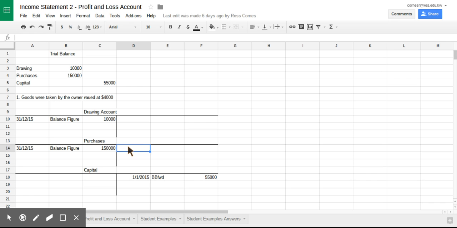The business entity concept means we need to keep the affairs of the owner and of the business as two separate things. So we're going to reduce our purchases, because those purchases were never bought for the business to use, and therefore they belong to the owner, and effectively he's taken them out of the business. So we would credit our purchases, and the other account that's going to be affected is drawings, because it's stuff being taken out of the business by the owner. It was 4,000, and that will increase the overall amount of drawings.